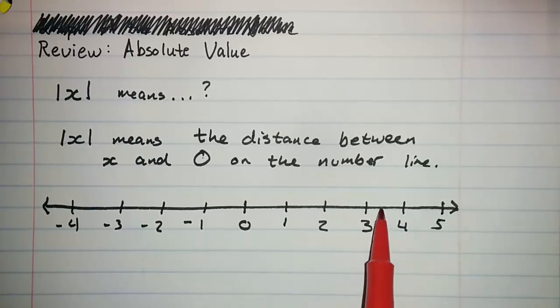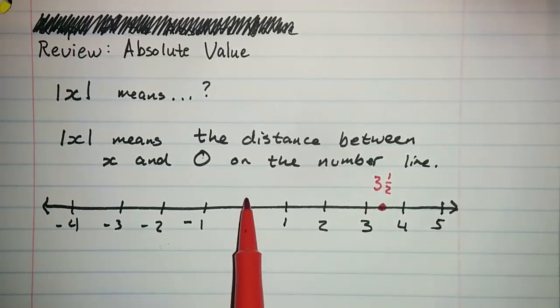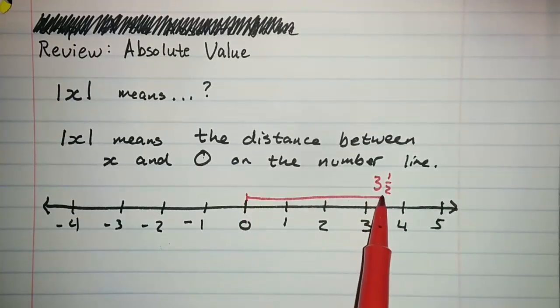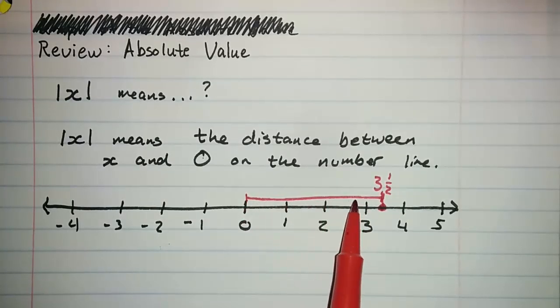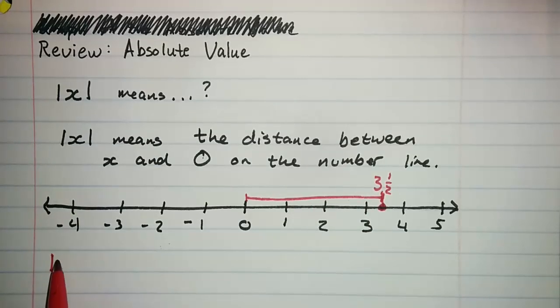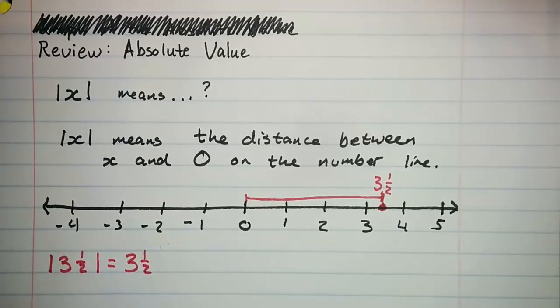But if we take a look at, say, this number, this is 3.5. Well, the distance between 0 and 3.5 is just 1, 2, 3.5 units. So we say the absolute value of 3.5 is 3.5. Not very interesting so far. Let's look at another number.